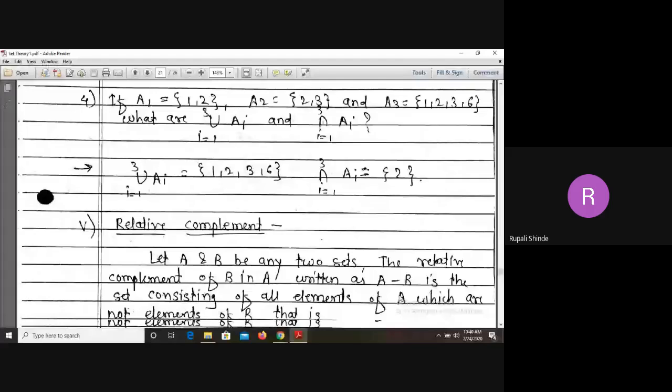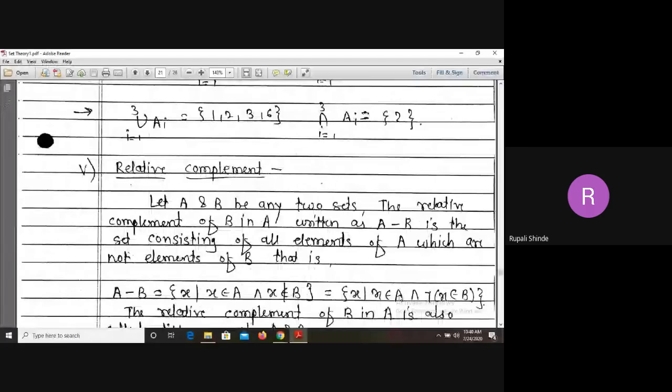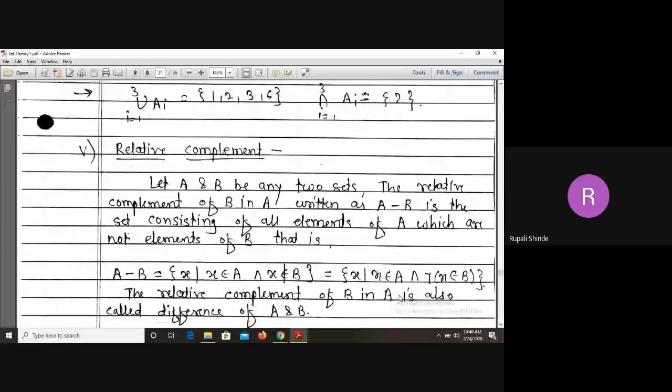So the next operation is relative complement. Okay. So what is the meaning of this relative complement? Let A and B be any two sets. The relative complement of B in A is written as A minus B. This is the set which consists of all the elements of A which are not elements of B.